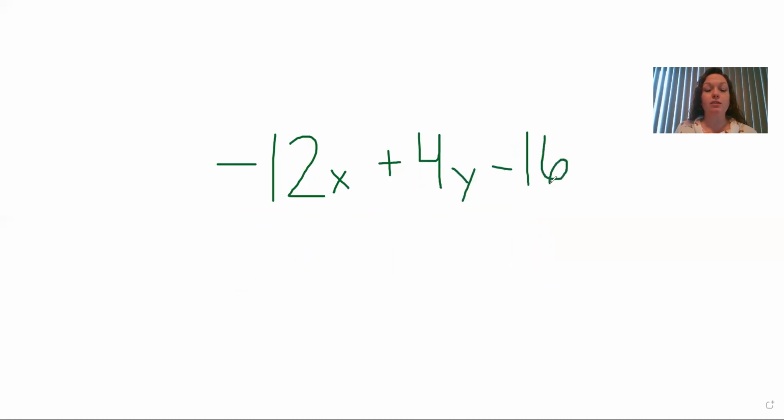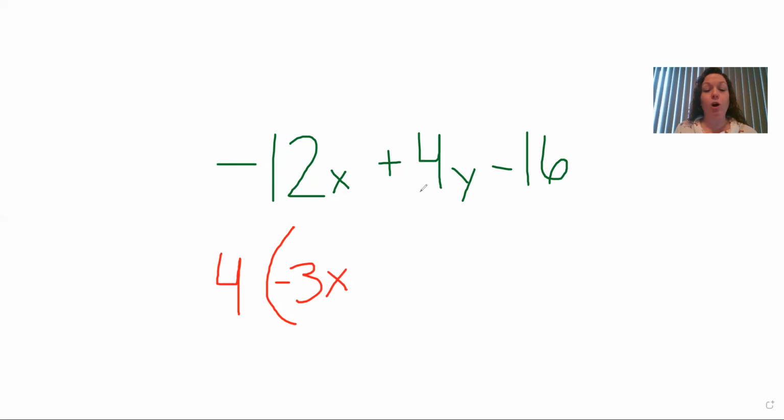So let's say that I have a negative 12x plus 4y minus 16. Okay, in this case, I'm looking at these numbers and I can see that 4 is a common factor. I'm going to take a 4, place it on the outside of my parentheses. 4 times a negative number gives me a negative 12, so that's going to be negative 3. Bring my x with me.